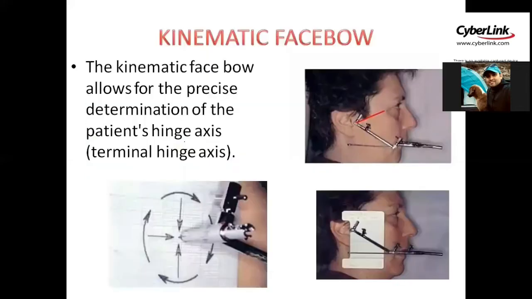Then come to the kinematic facebow. What do we mean by kinematic facebow? A kinematic facebow allows for the precise determination of the patient's hinge axis or terminal hinge axis. We call the hinge axis the terminal hinge axis also. This facebow is generally used for the fabrication of FPD, and it is generally not used for complete denture fabrication because it requires a long and complex procedure to record the orientation jaw relation. It is very accurate, that's why we use it in fixed partial denture and full mouth rehabilitation cases.